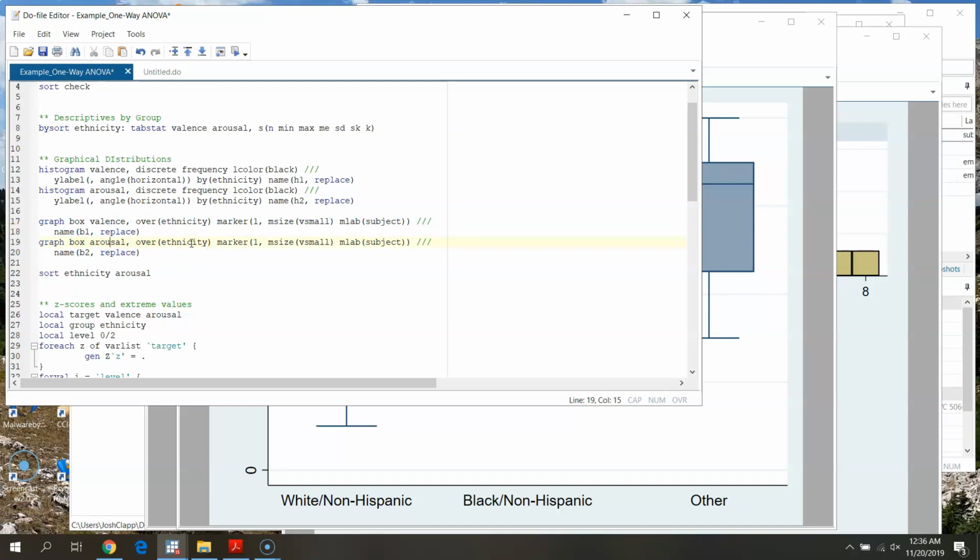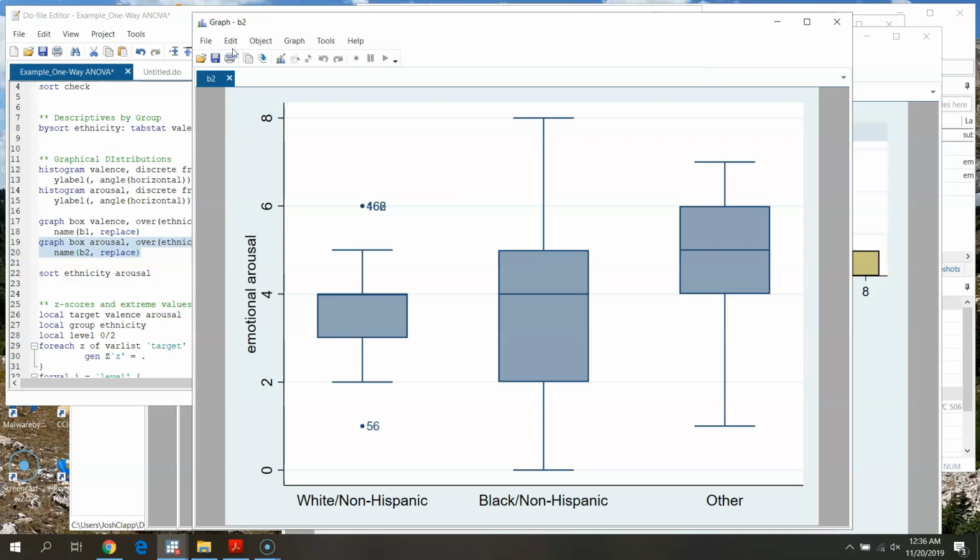This is just going to break it up, telling it we want small marker dots if something falls beyond 1.5 times the interquartile range. Marker label is our variable subject, so it'll just put names on there, and then we're going to name this B2. Okay, so we go through, run this, and then here we go.